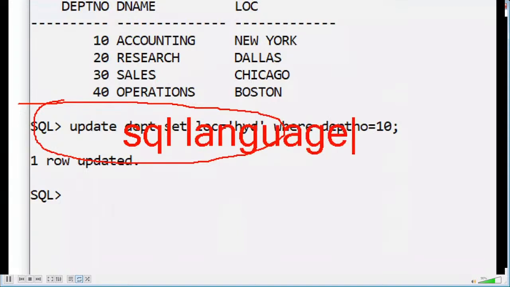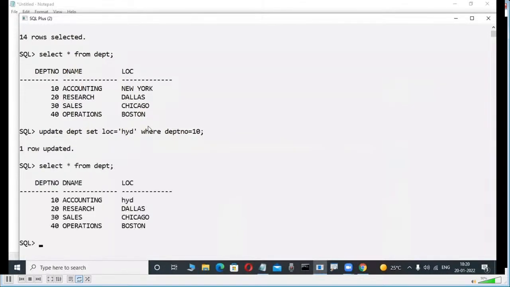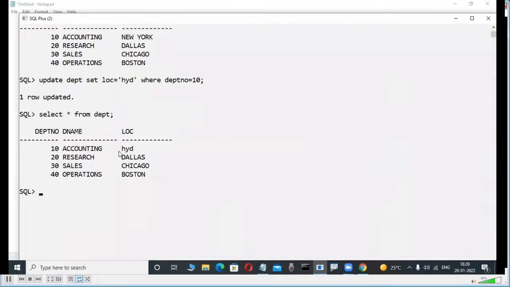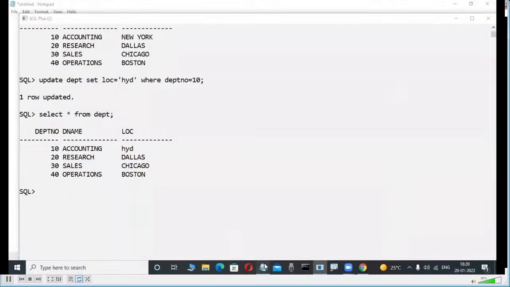These are non-procedural languages. Variables are not there, loops are not there, conditions like if and case are not there. Very easy, non-procedural language, one or two or three lines of coding, simple. Once we write this type of coding, called SQL language, it is automatically reflected in your database. Observe here: previously New York was there, but now Hyderabad is the location, right? Yes.